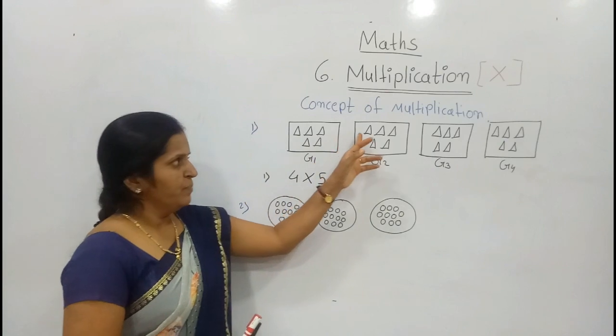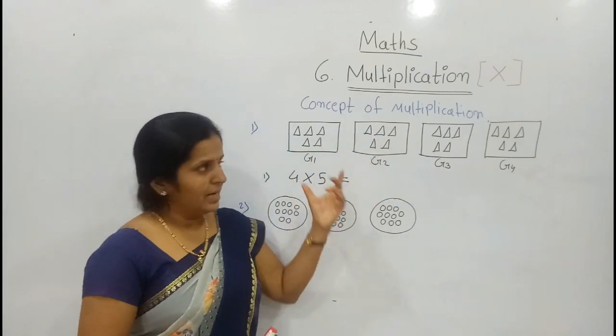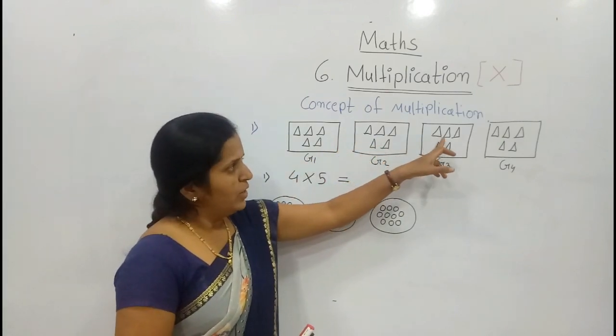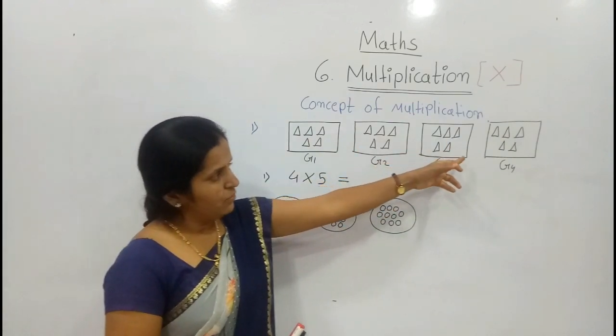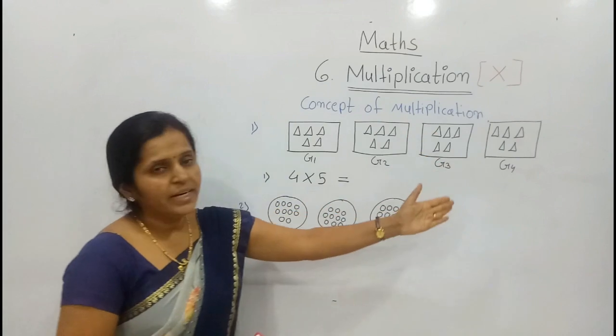5 triangles. Okay. 1, 2, 3, 4, 5. Again 5 triangles. Means same. Third, 1, 2, 3, 4, 5. In the third group also 5 triangles. The remaining fourth one, in that also 5 triangles.